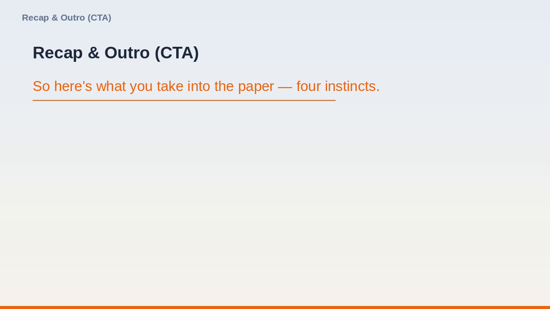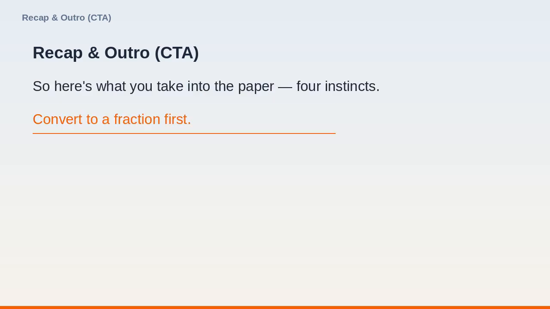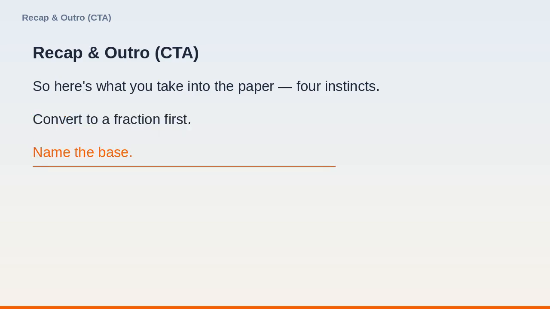So here's what you take into the paper for instincts. Convert to a fraction first. Name the base. Stack successive moves on the new base. Never trust plus x minus x to cancel unless the restore partner matches.